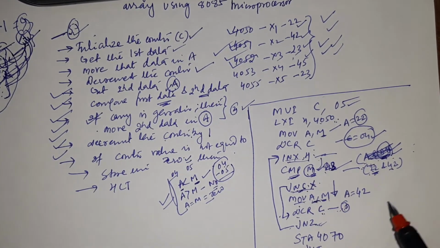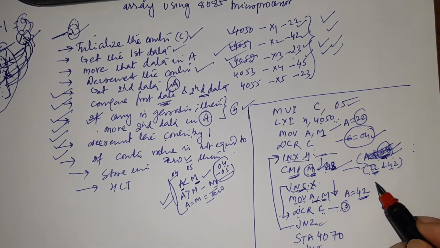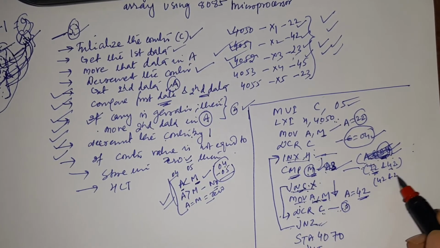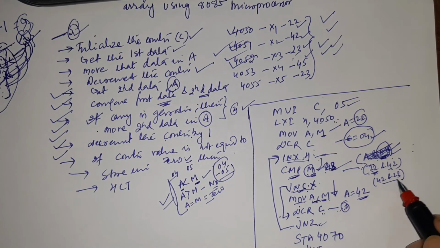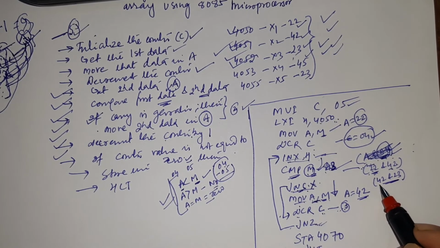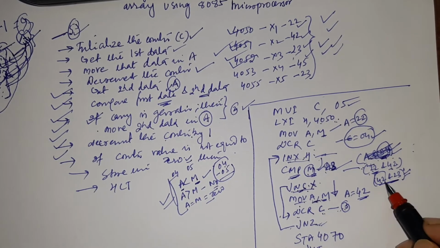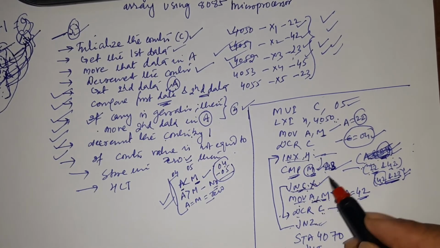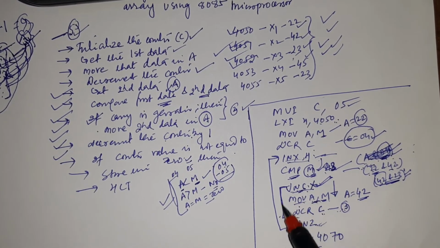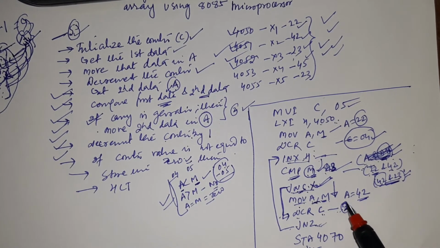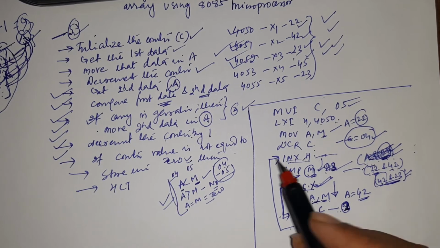Okay, and the value of accumulator is 42. Now 42 and 23 will be compared to each other. So here you can see, when you are going to subtract, there is no carry, means this condition is true, then it will jump here. Now DCR will be 2, again it is not 0, then again it will jump.